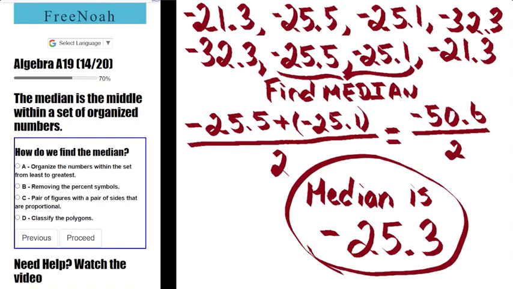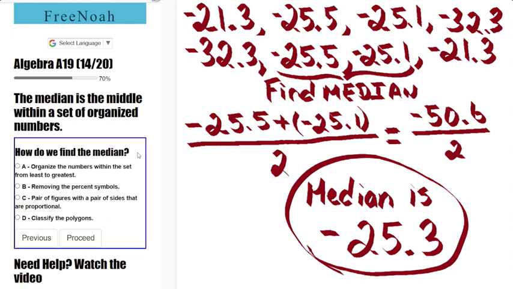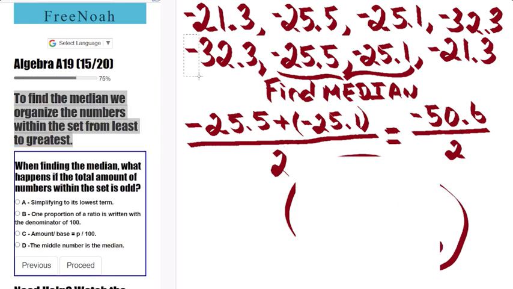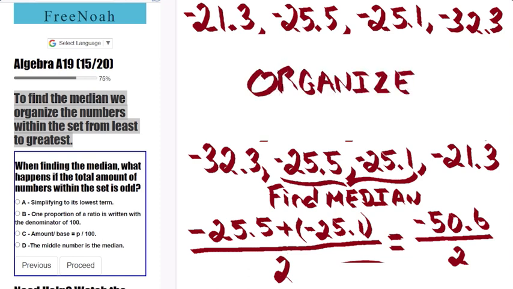Finding the median. So how do we find the median here? To find the median, we organize the numbers within the set from least to greatest, from left to right, with the least being on our farthest left.